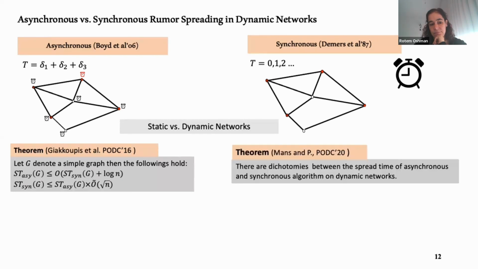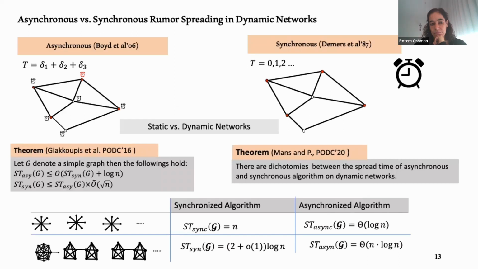In contrast to this result, we showed that the spread time in dynamic graphs behaves completely differently. In fact, for this result, we build dynamic graphs where asynchronous and synchronous rumor spreading exhibit dichotomies. This result also motivates the study of asynchronous rumor spreading in dynamic graphs and the discovery of structural properties that accelerate or slow down spread time in this type of networks.